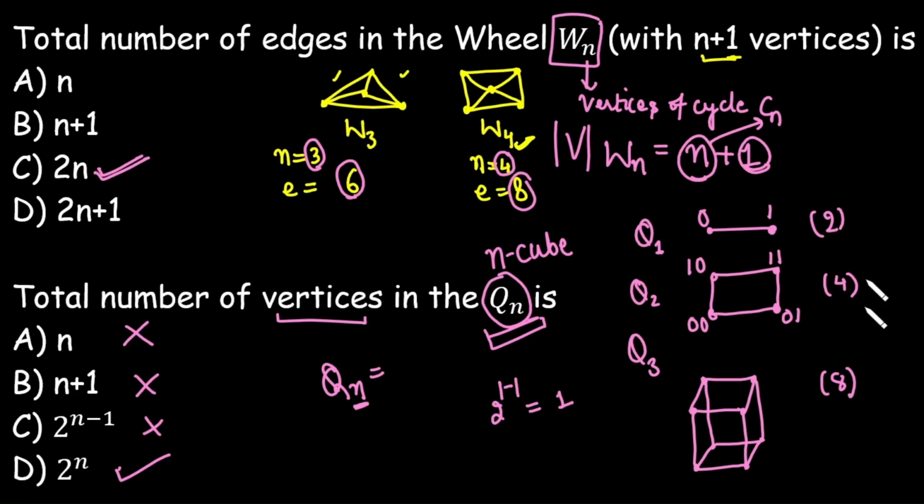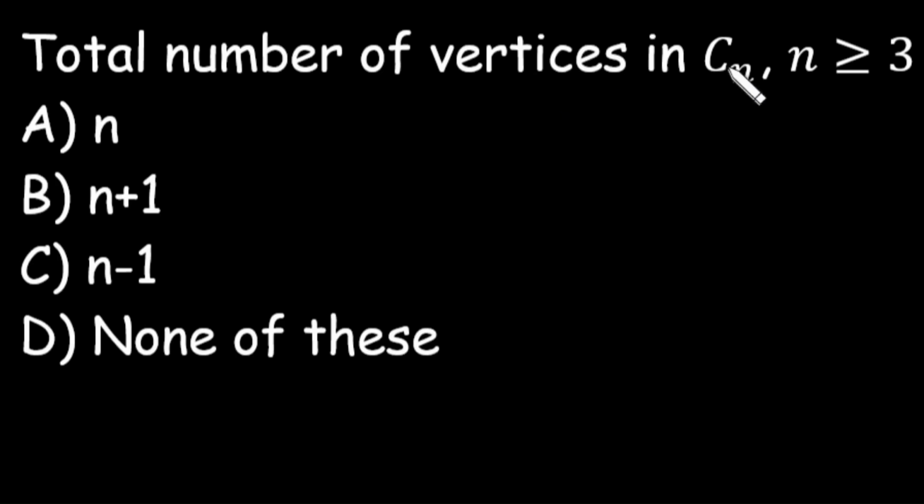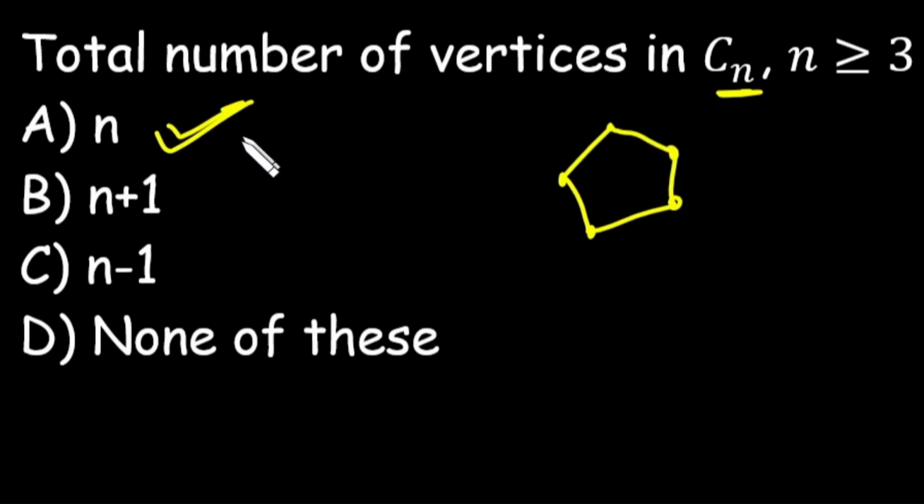You can even check it. The power of 2 is increased: 2 raised to power 1, 2 squared, 2 raised to power 3. So the total number of vertices in a Qn is 2 raised to power n. Next question. Total number of vertices in a Cn, where n is greater than or equal to 3. Cn, where n represents the vertices. So Cn is a cycle. Suppose we take C5. So we have this cycle. The total number of vertices in this case is 5. So in Cn, the total number of vertices is n.